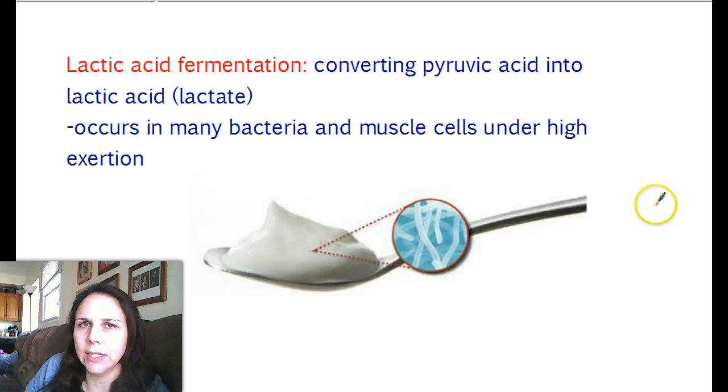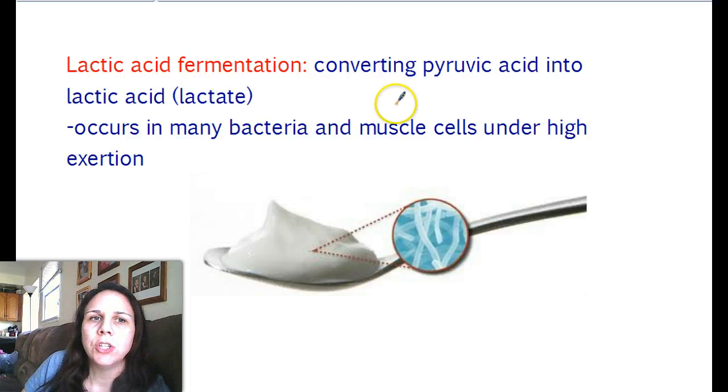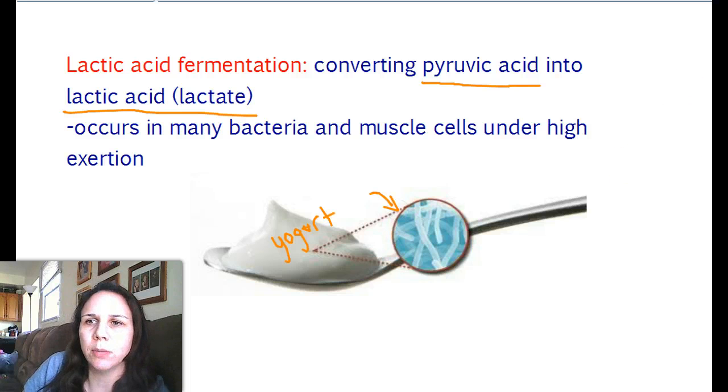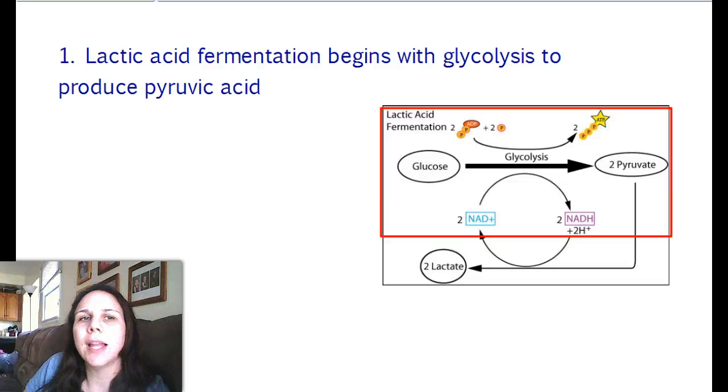It doesn't release any CO2, any bubbles. So what we do with this one is we turn our pyruvic acid into lactic acid, or lactate. This occurs in many bacteria and also our muscle cells under high stress. So here is a spoon of yogurt, and if we were to look very carefully inside, we would find all sorts of little bacteria floating around in there. But it's okay, they're good bacteria. We want them there.